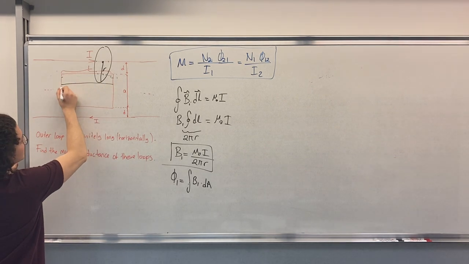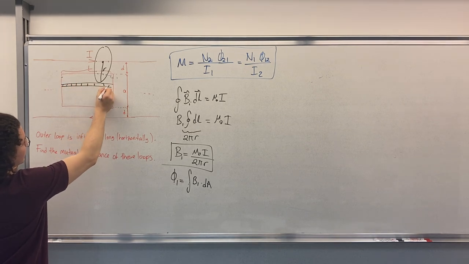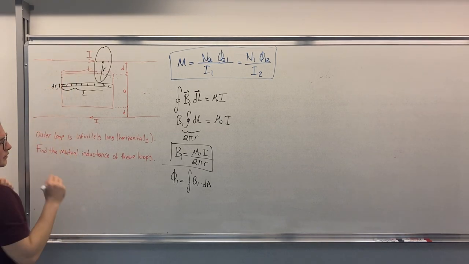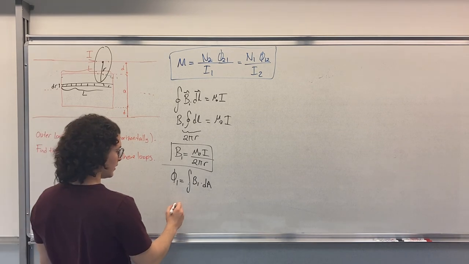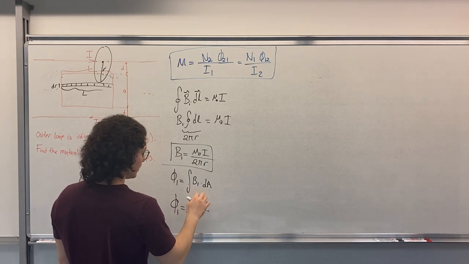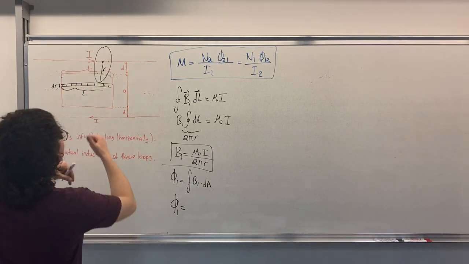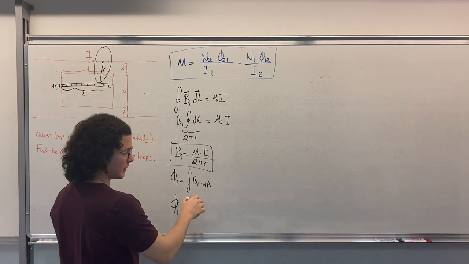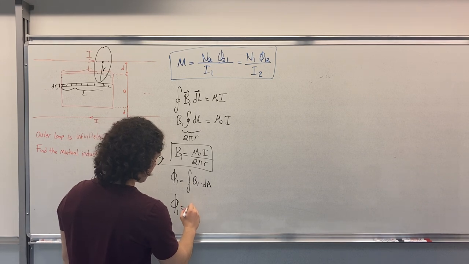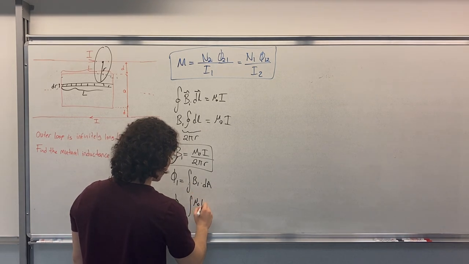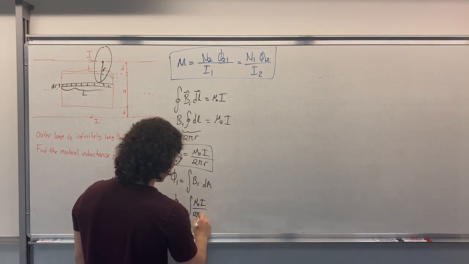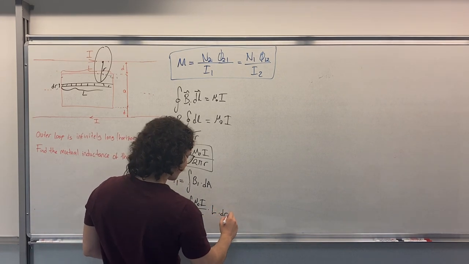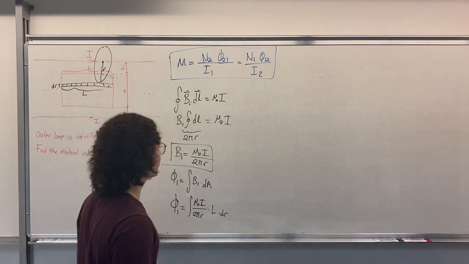dA is any chosen little area here, L times dr. So Φ1 is equal to, and the magnetic field from this points inwards always in this area, so this is normal multiplication. The integral of B1, mu 0 I over 2 pi r, times dA, which is L times dr. This is our expression, so let's solve it.